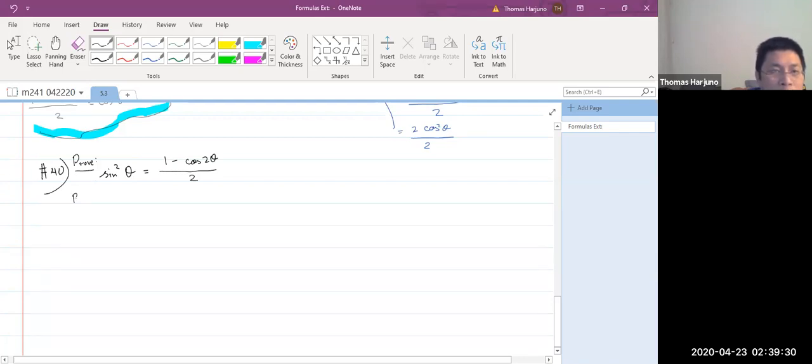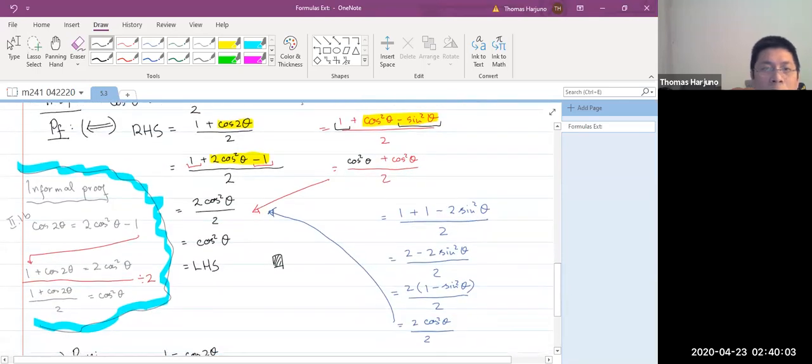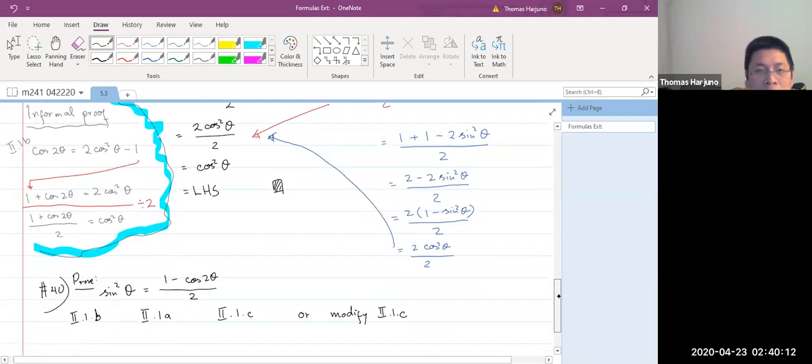The first option, I let you use group 2, number 1, the second variation, or group 2, number 1, the first variation, or group 2, number 1, the third variation, or you modify informally group 2, number 1, the third variation. So basically, all those 4 are summarized with my black color, red color, blue color, and gray color. Okay, let me give you 3 minutes to prove this.